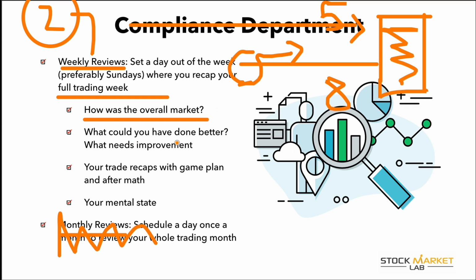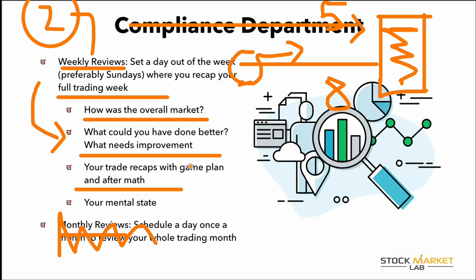Next, what could you have done better? What needs improvement? Oh, I need to start waking up early. I wake up 10 minutes before the market, or I enter my trades too quick. I'm not patient enough, or I'm not taking profits when I should. I'm not following my plan. What needs to improve on a weekly basis?